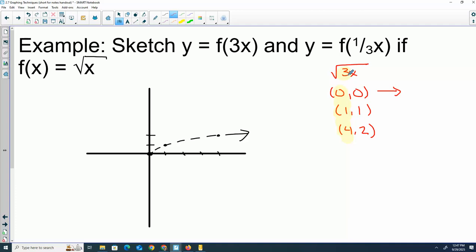Okay, so this says times 3. What's the opposite of multiplying by 3? So I'm going to go through, and on each of these ordered pairs, I am dividing my x by 3. My y won't change, just divide x by 3. So 0 divided by 3 is still 0. 1 divided by 3 is 1/3. 4 divided by 3 is 4/3. So my points are 0, 0, 1/3, 1, 4/3, 2.